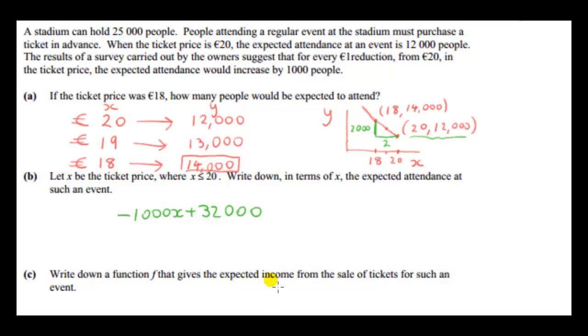Next, we want a function f that gives the expected income from the sale of tickets for such an event. So f stands for the sale of tickets. Okay, so this is our attendance. So we have to multiply the attendance, that's the number of people that attend, of course, by the price per ticket, the cost of each ticket, which is x. x stands for the ticket price. So we have to multiply this thing by x. Okay, so we see that this is a quadratic function in x. We get minus 1000x squared plus 32,000x.